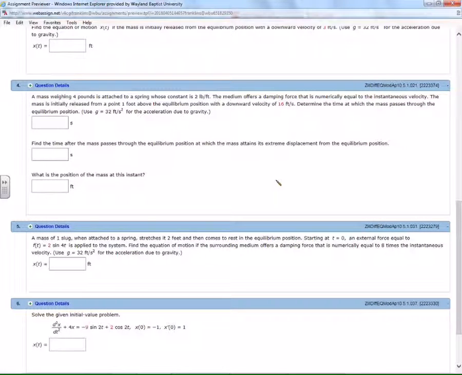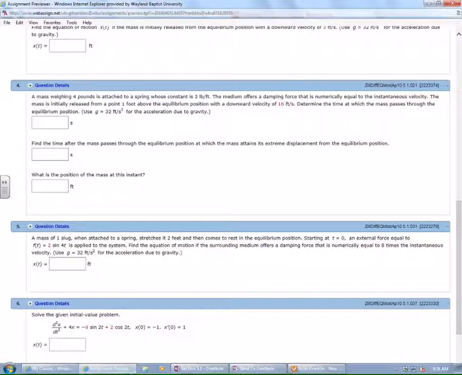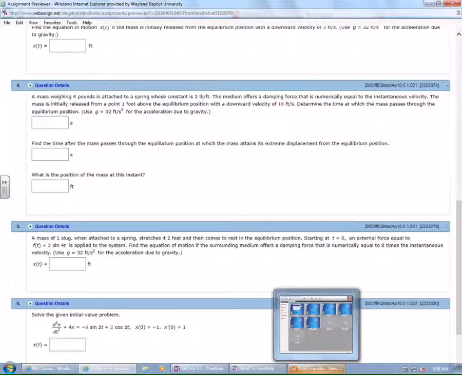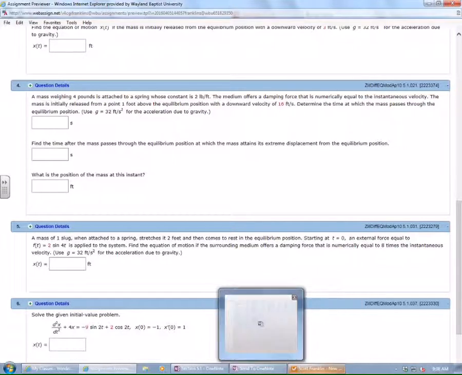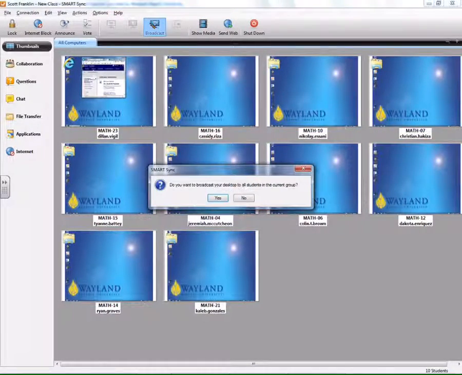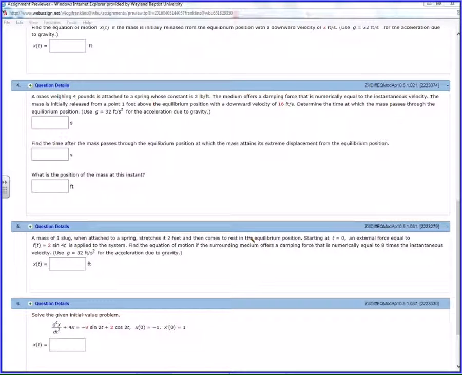Okay, let's do number 4. A mass weighing 4 pounds is attached to a spring whose constant is 2 pounds per foot. I will go ahead and broadcast so you can see it up close on your screen. The mass has a weight of 4 pounds. The medium that we're bouncing back and forth in provides a damping force, that's your friction or your air resistance, that's numerically equal to instantaneous velocity. So what does that tell me that beta is going to be?